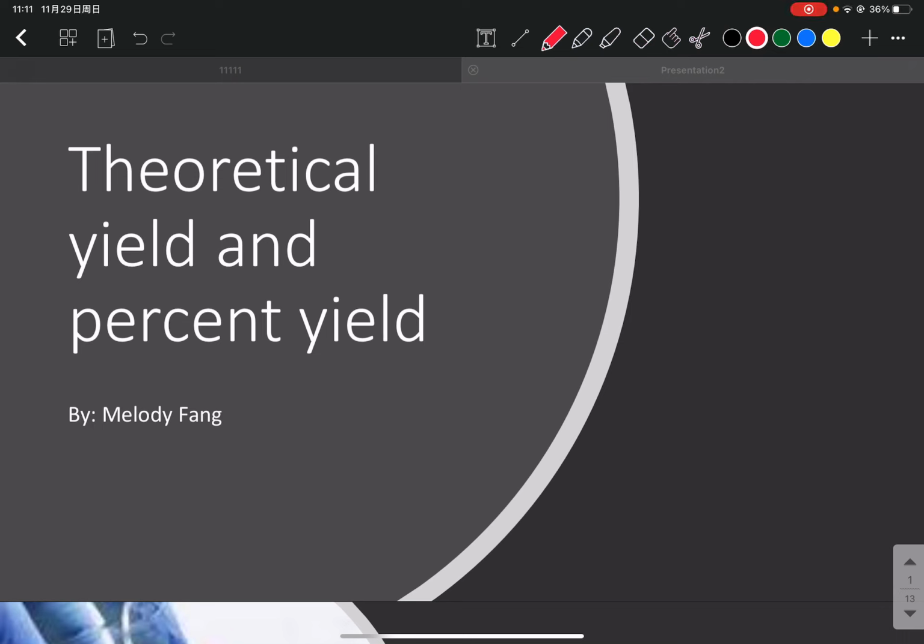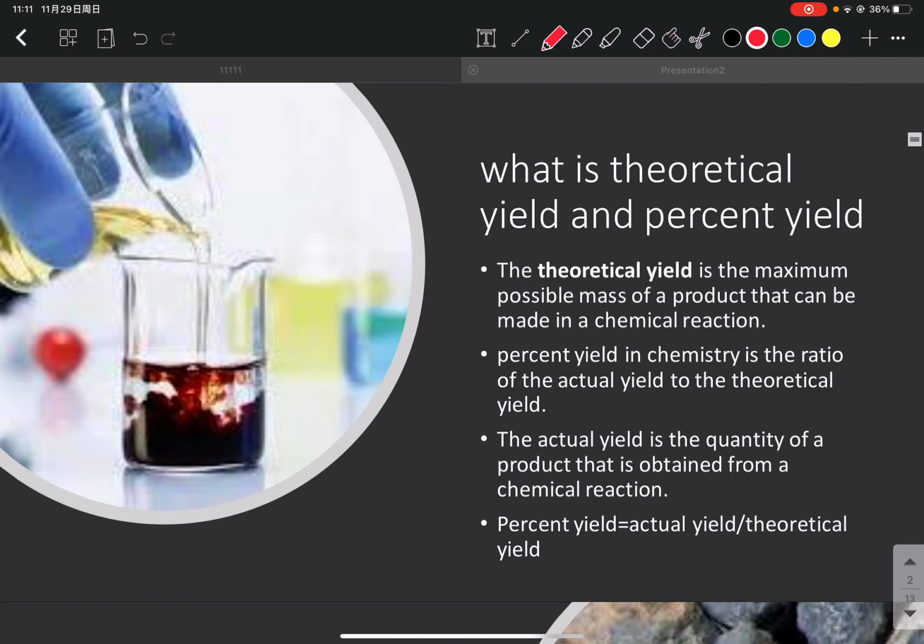Today I want to talk about theoretical yield and percent yield. Let's start with a review first. What is theoretical yield and percent yield?